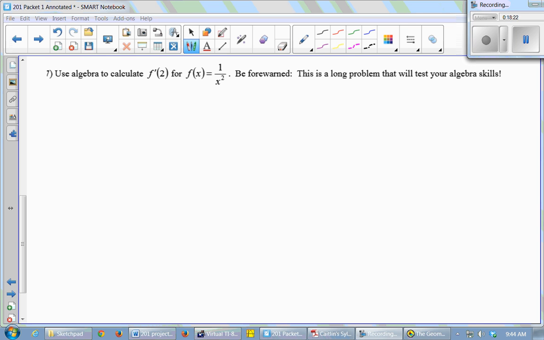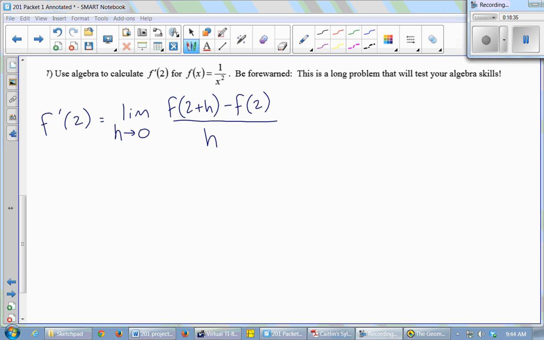Okay, so f prime of 2. The definition of f prime of 2 is the limit as h goes to 0 of f of 2 plus h minus f of 2, all over h. That's just the definition of the derivative of f at x equals 2. But I have a formula for the function f, so I can plug in this 2 plus h and this 2 into my function. So this is the limit as h approaches 0 of 1 over (2 plus h) squared minus 1 over 2 squared, all over h.